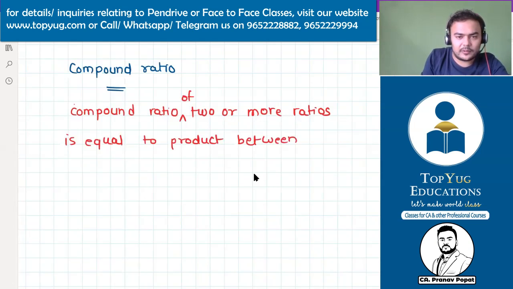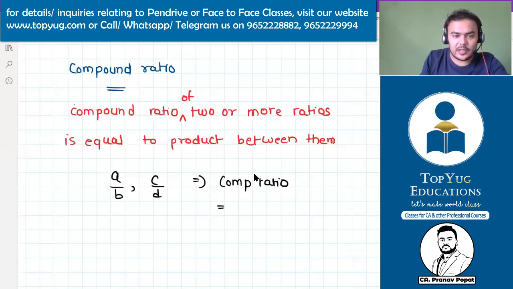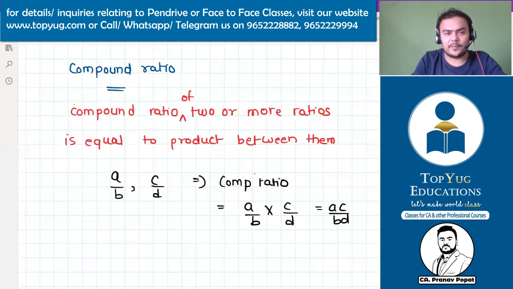What does it mean? See, if I'll say first ratio is A ratio B, other ratio is C ratio D, what is the compound ratio between them? Compound ratio between first ratio and second ratio is nothing, just the multiplication of both, A upon B, C upon D. So what is the resultant ratio now? AC upon BD. This is the compound ratio. Very simple. Compound ratio is multiplying the two ratios.